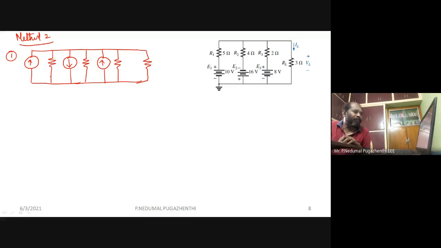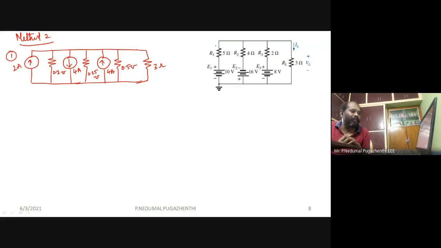And what is the value of I1? I1 is 10 by 5, which is 2 amperes, and 1 by 5 is equal to 0.2 mho. The same way, 16 by 4 is 4 amperes, and 1 by 4 is 0.25 mho, or siemens. Or I can say 8 by 2 is equal to 4 amperes, and 1 by 2 is 0.5 mho. And this is 3 ohm.